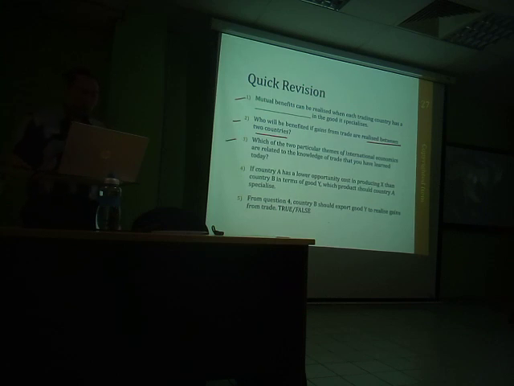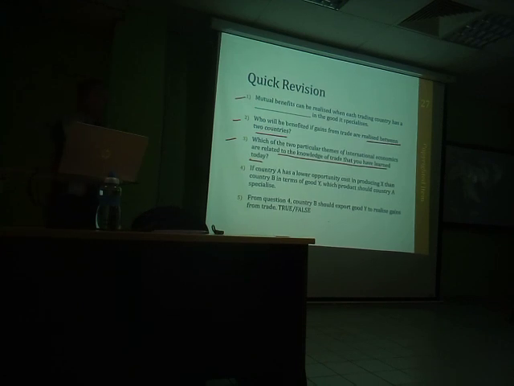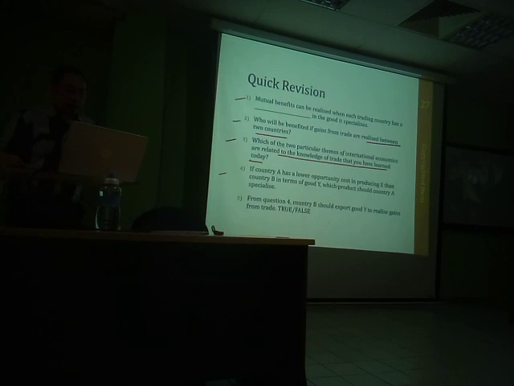Question three, which of the two particular themes of international economics are related to the trade knowledge that you have learned today? I mean, this topic. Gains from trade and? But the comparative advantage between two countries is actually the pattern of trade. So you also learn the pattern of trade and the gains from trade. Okay? Question 4. If country A has a lower opportunity cost in producing X than country B in terms of good Y, which product should country A specialize in? X, right? X. Okay. So the answer is X.